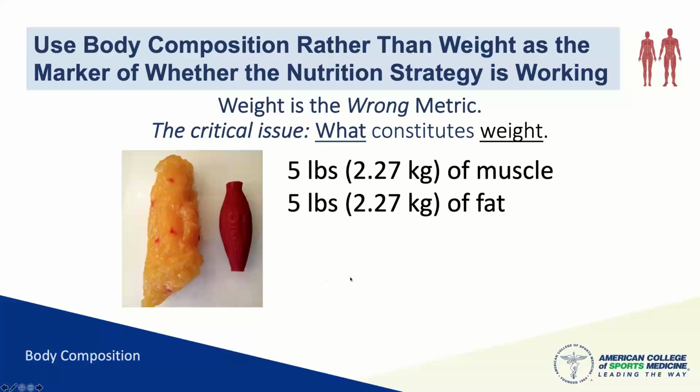Far too often, weight is the marker of whether a nutrition strategy is working. But I think weight is the wrong metric for just about everything. I mean, this is 5 pounds of muscle and 5 pounds of fat, right? They're quite different. And if you want, let's say, someone who's in an appearance sport like figure skating to look good, it's not weight that you want. You want them to have less fat and more muscle, even at the same weight. They would be smaller, they would look better, but their strength to weight ratio would be far better if they had more muscle and less fat.